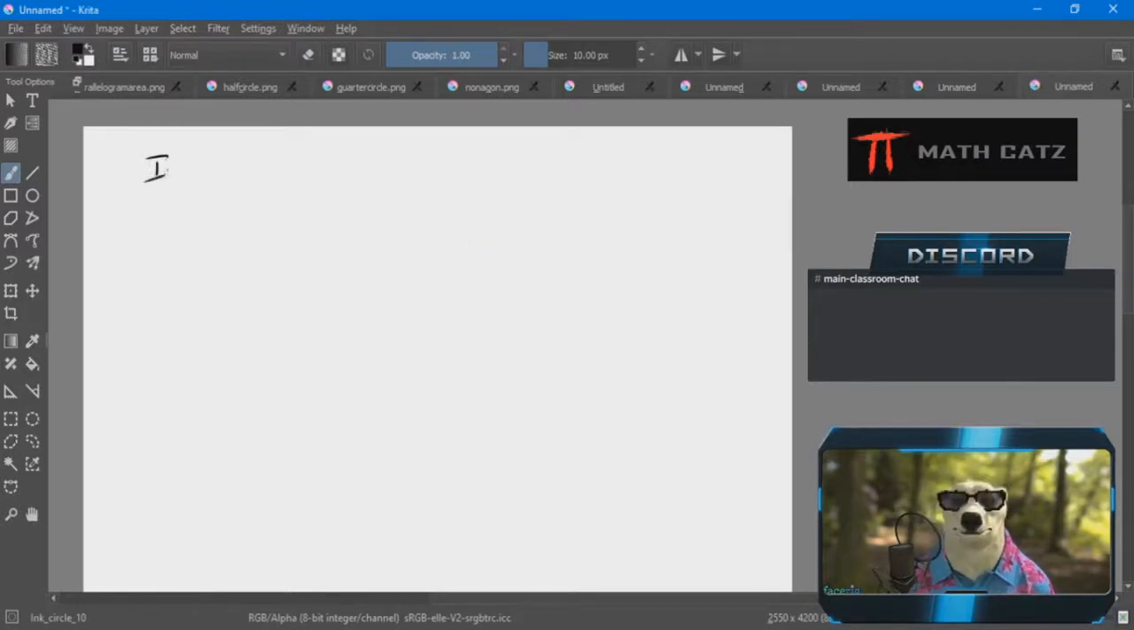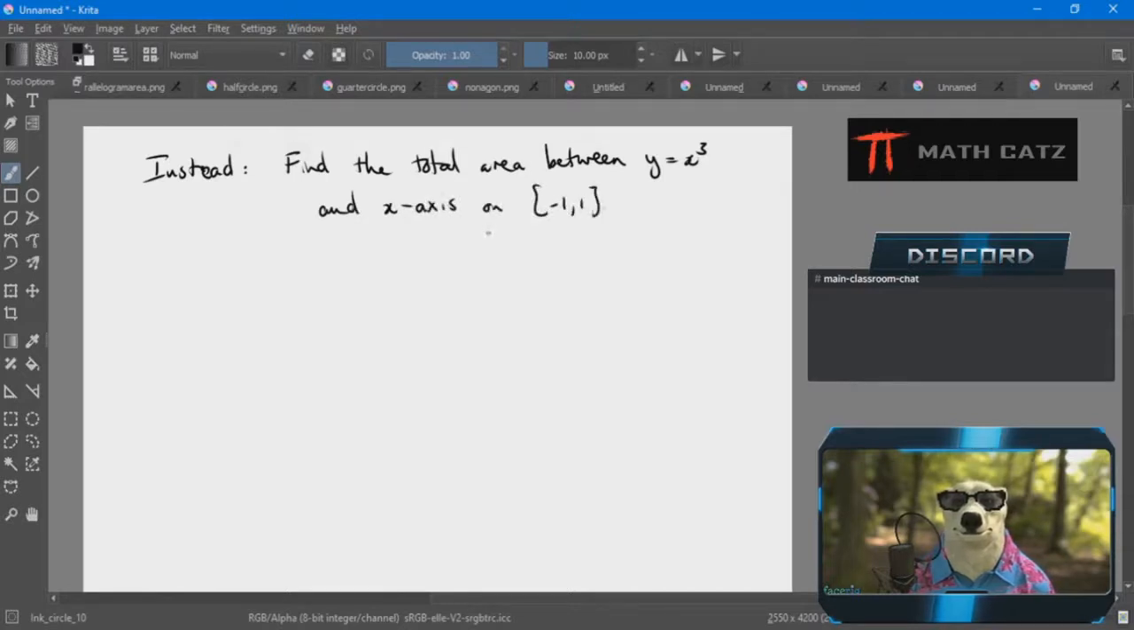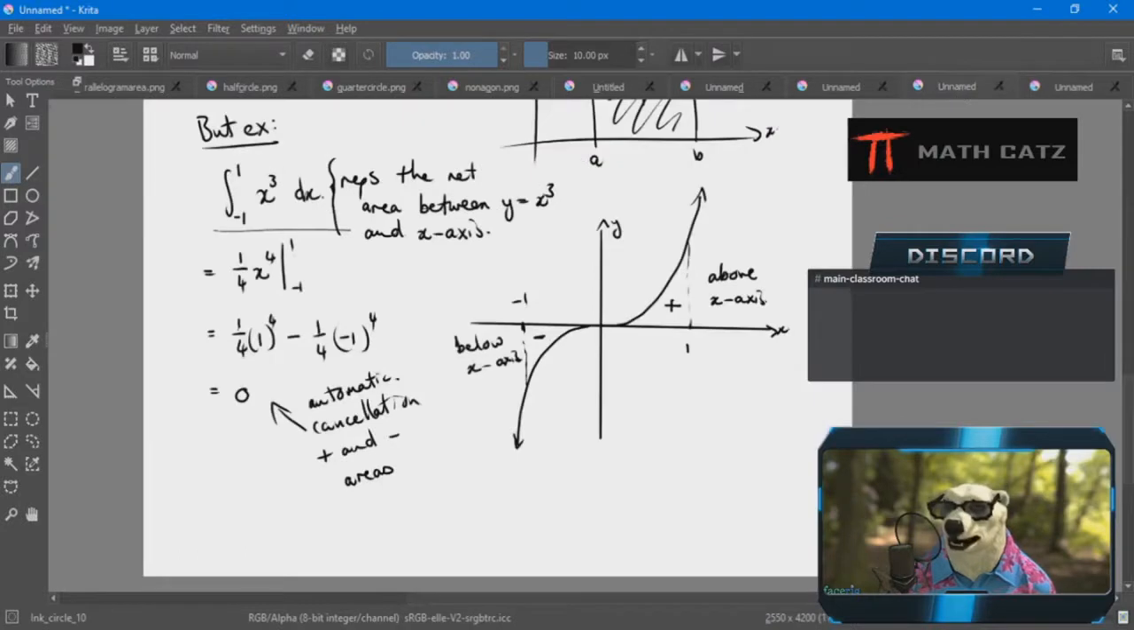If it's instead asking me to find the total area between my graph and the x-axis on -1 to 1, then the answer isn't 0. I would have to calculate this area and separately calculate this area so that I can make sure they're both positive, and then add them up.